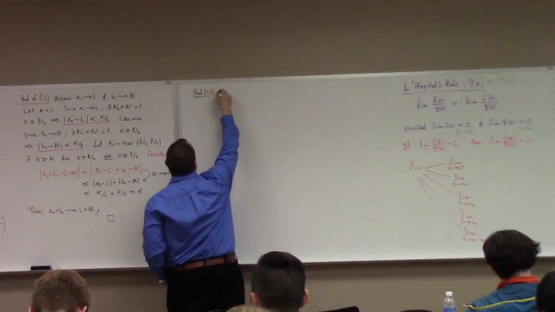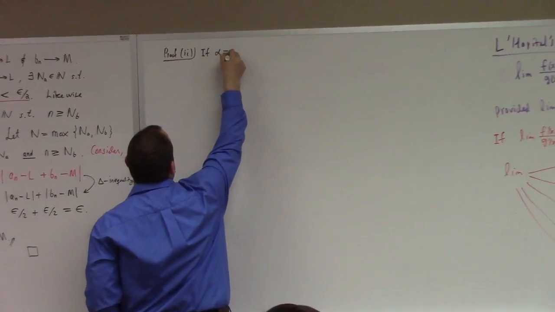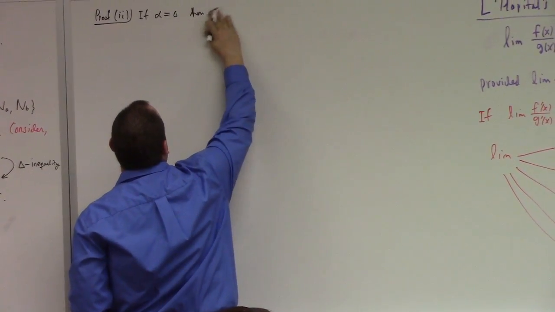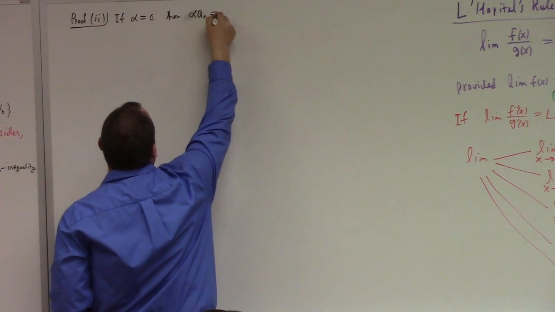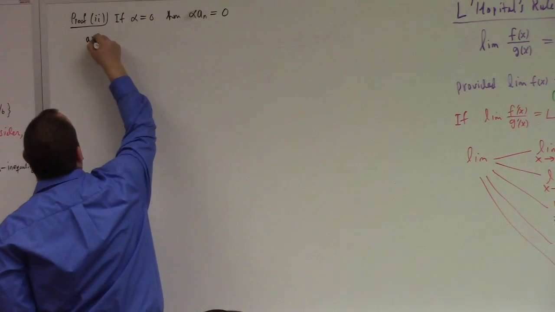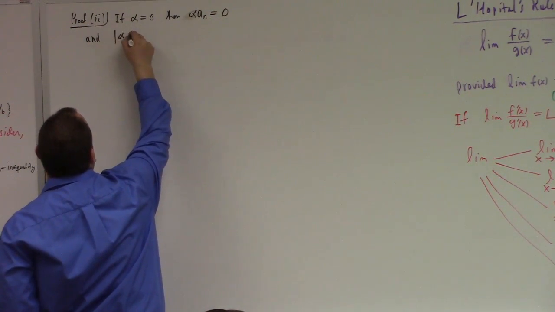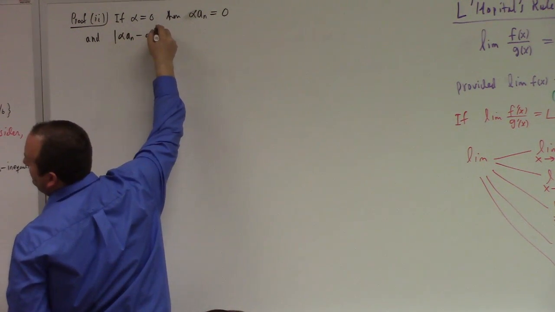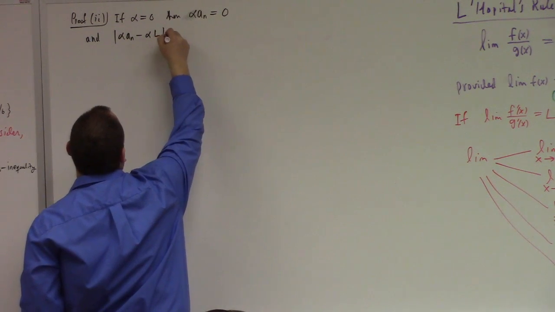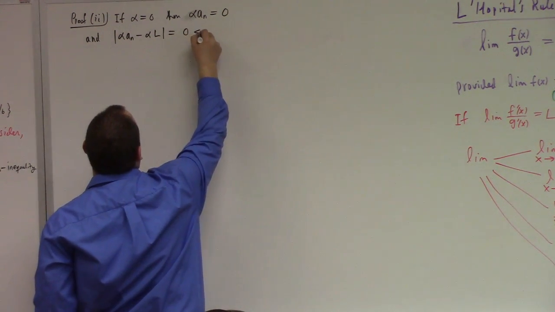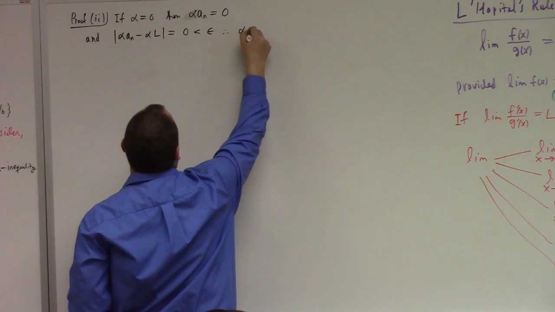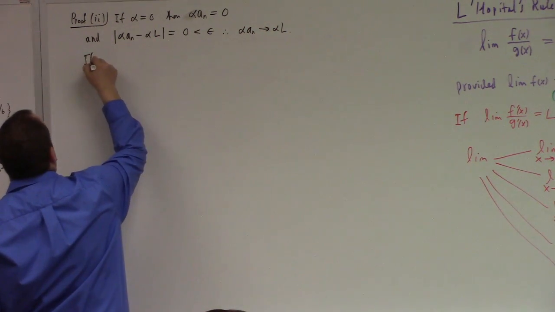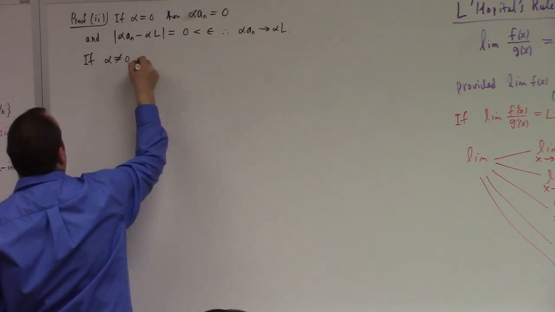And we'll just say, okay, so if alpha equals 0, then alpha times a sub n is equal to 0, right? And so alpha a sub n minus alpha times L is equal to 0, which is automatically less than epsilon, so therefore alpha a sub n goes to alpha L. Okay, great, we're done. If alpha is not equal to 0, though, maybe it's interesting.